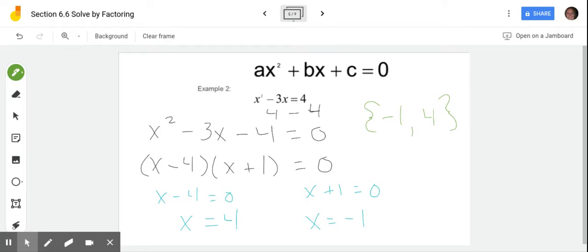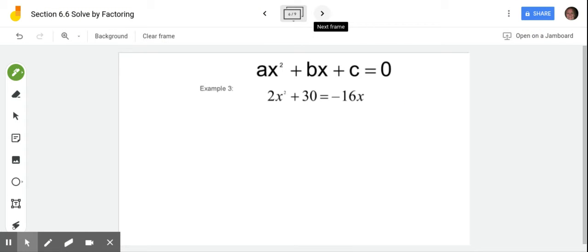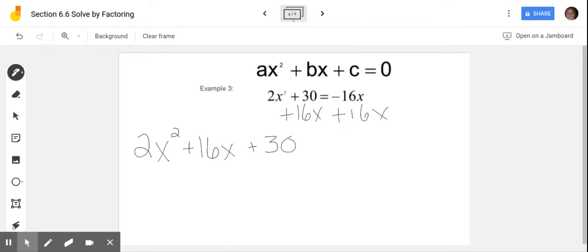Okay, next example. 2x squared plus 30 equals negative 16x. So the first thing I need to do is add that 16x to both sides. So what I end up with is 2x squared plus 16x plus 30 equals 0.